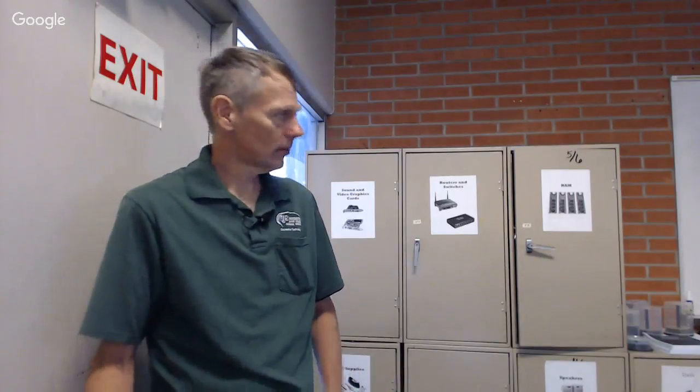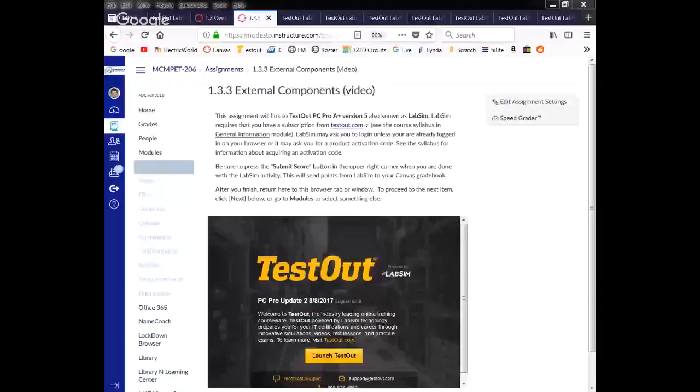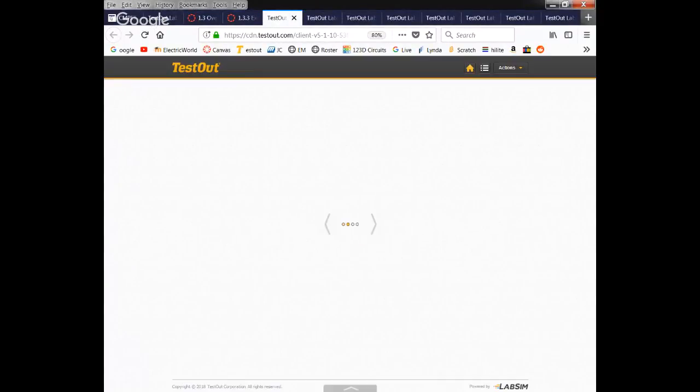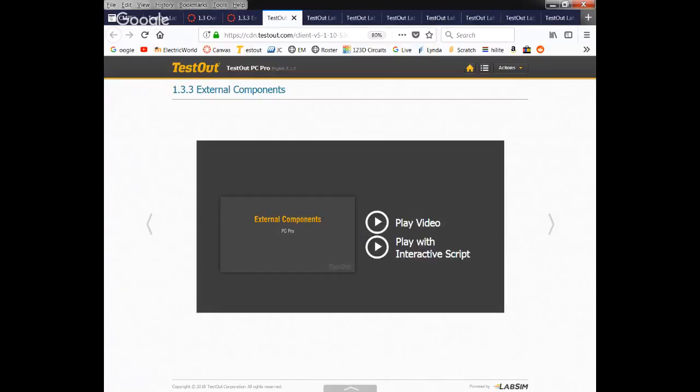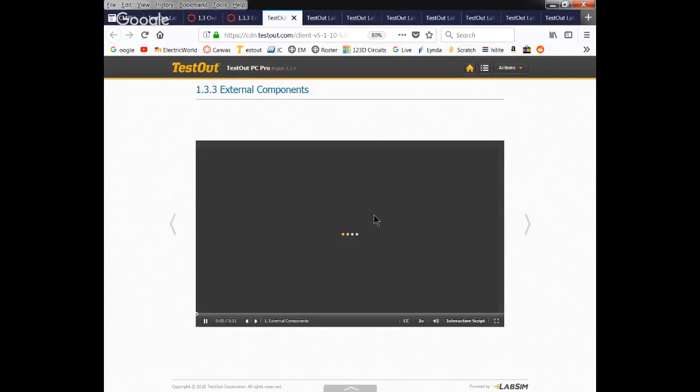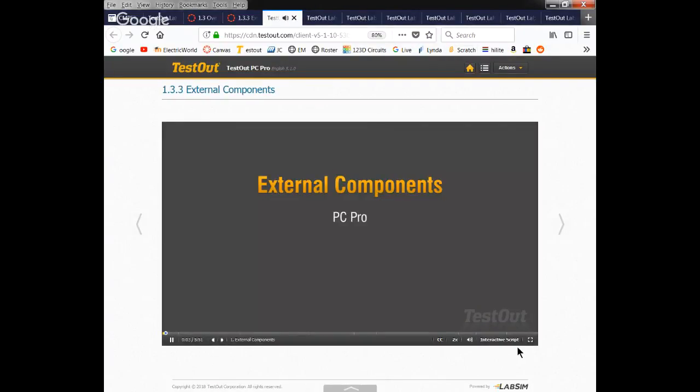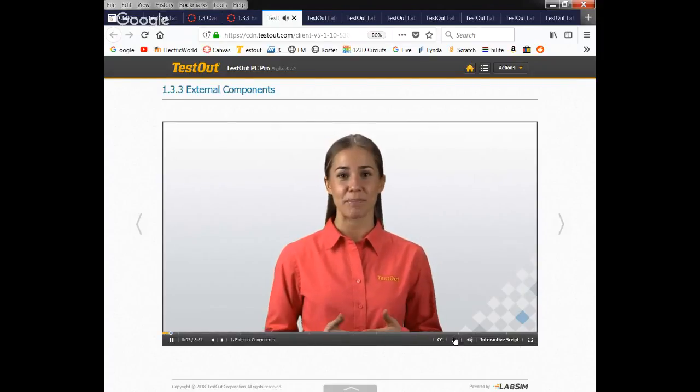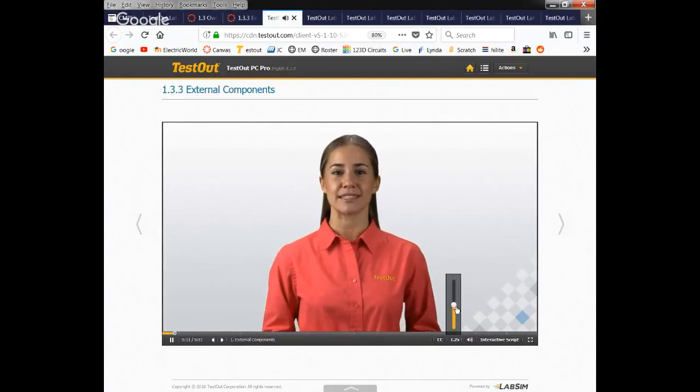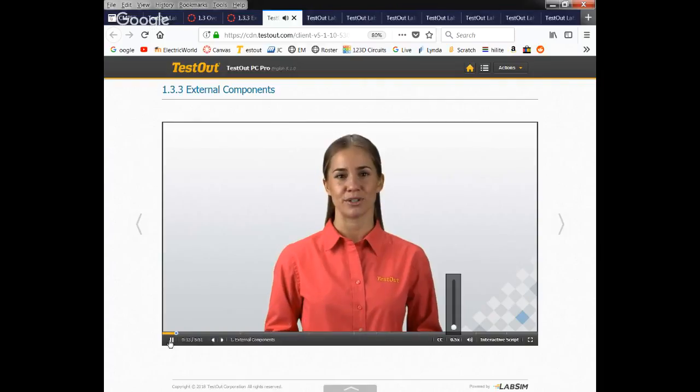Now, what about the parts of a computer that are on the outside? Computers use a variety of ports in order to connect external input and output devices. In this lesson, we're going to look at some of the more common ports.